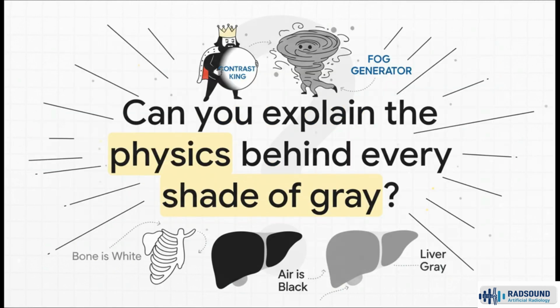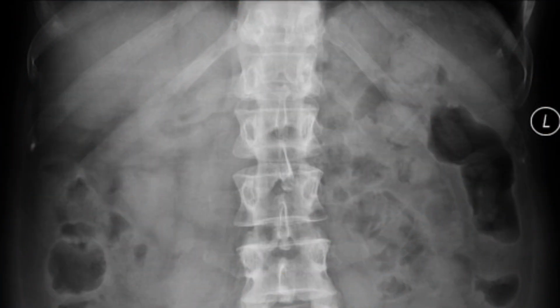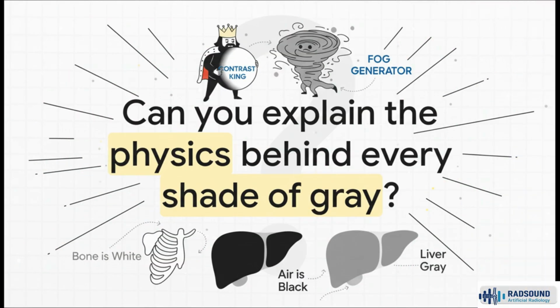The next time you pull up a CT scan or an X-ray, don't just see anatomy. I want you to see a map of physical interactions. Every single pixel, every shade of gray from brilliant white to pitch black is just the final result of that battle between the contrast king and the fog generator. So, can you now look at this image and explain the physics behind why the bone is white, why the air is black, and why the liver is that specific shade of gray? Because once you can do that, you're not just looking at pictures anymore, you're reading the story of physics.